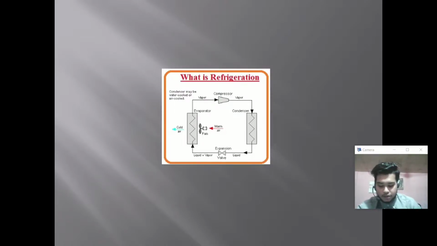Third, expansion valve. The expansion valve helps reduce the pressure and temperature of the refrigerant. Fourth, evaporator. The evaporator absorbs heat inside the refrigerator. It acts as a medium of exchange for heat from the stored product to the refrigerant.